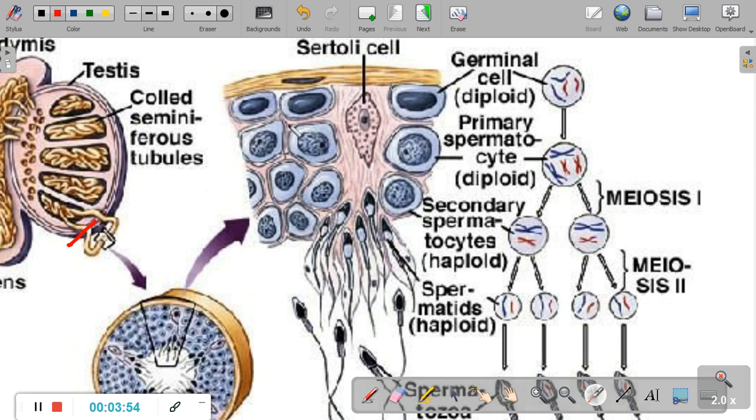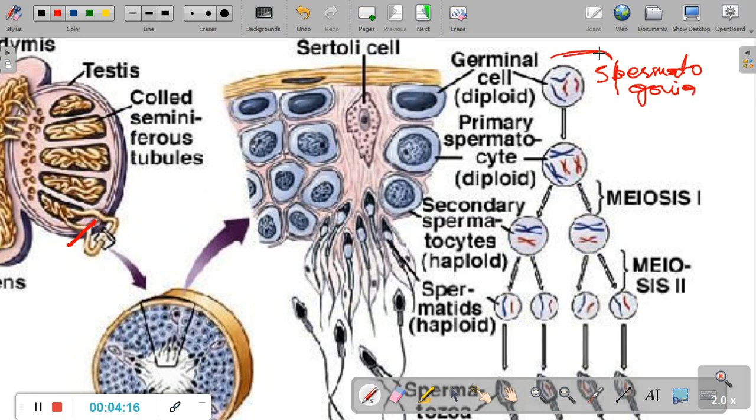Now, what happens to these germinal cells, which are present exactly close to the wall of the seminiferous tubule? They undergo mitosis, and they produce a large number of cells which are just like them. These germ cells are also called spermatogonia. They are also known as spermatogonia.